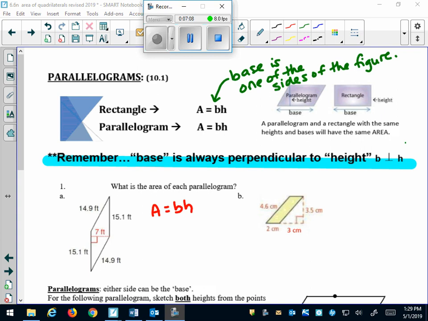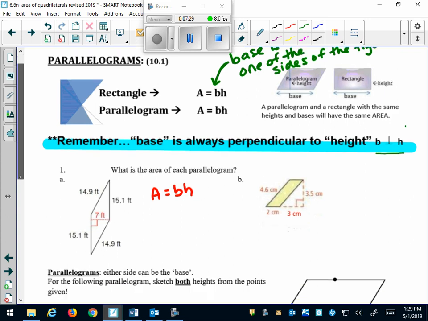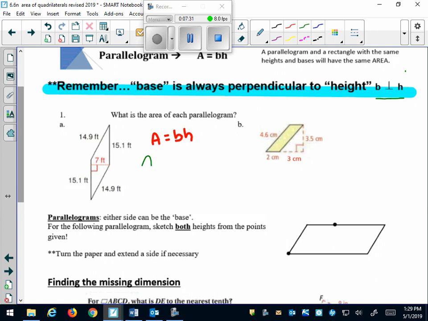Okay, so I just added this right here. The base is always one of the sides of the figure. So it's important to remember that the B represents one of the sides, but the H doesn't necessarily represent one of the sides. The H has to be perpendicular to whatever that B was. Okay, so in this diagram, what would be the two numbers you would multiply together? What would be your B and H? What did you use?